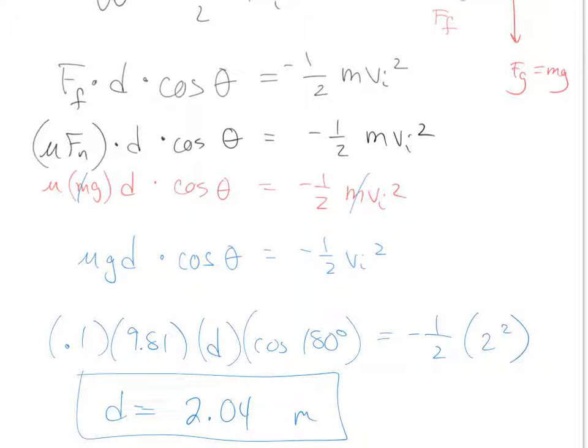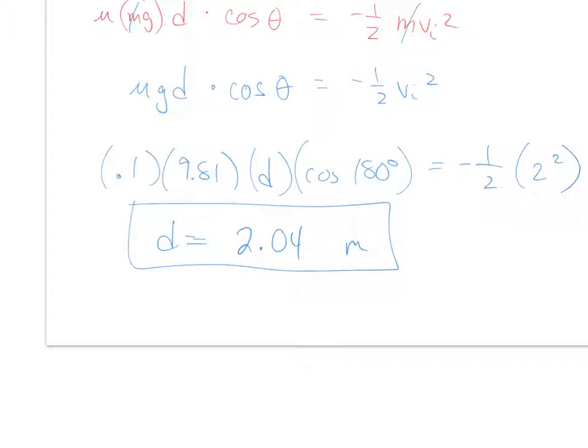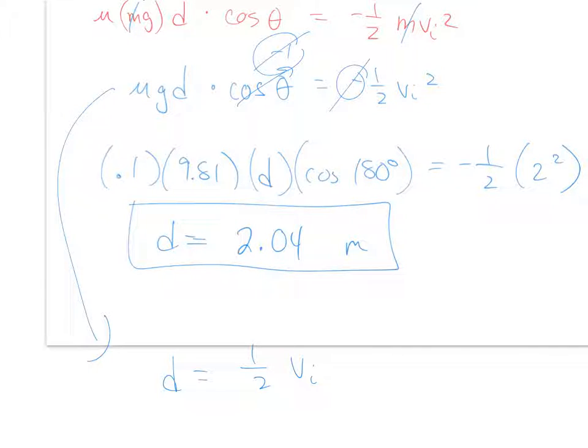Let me show you something else, though. I want you to see this physically. If I were to solve this equation algebraically, my answer would be the following. I'm gonna make this -1 so that my negatives cancel. So those are gone. So if I were to solve this algebraically, it would be d equals 1/2 vi squared over mu g. That would be my answer for d algebraically.